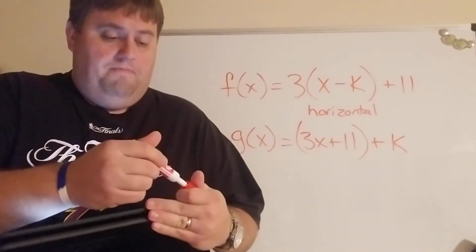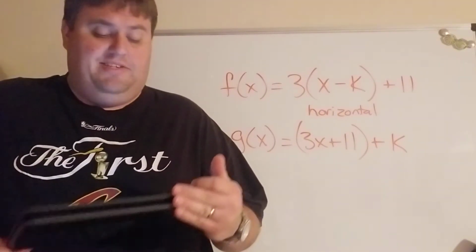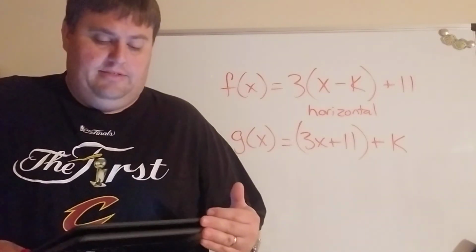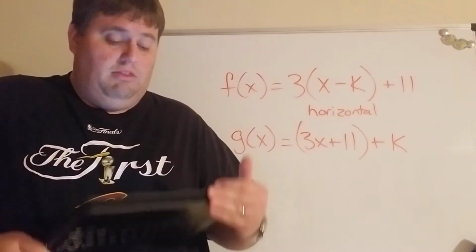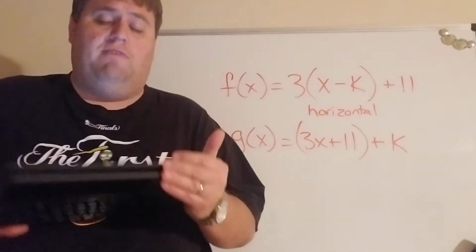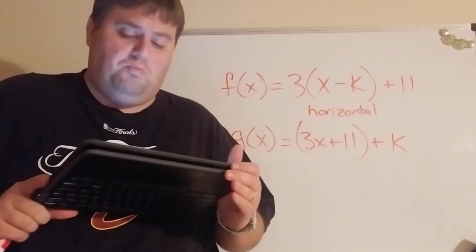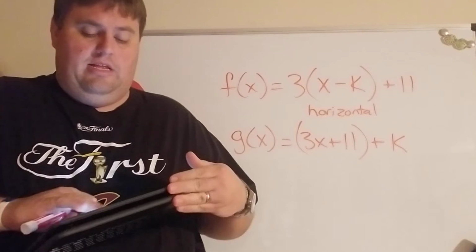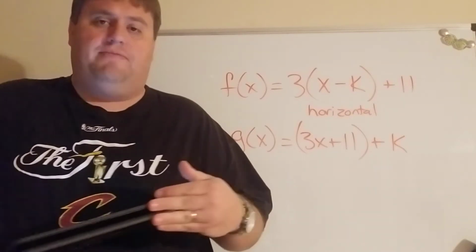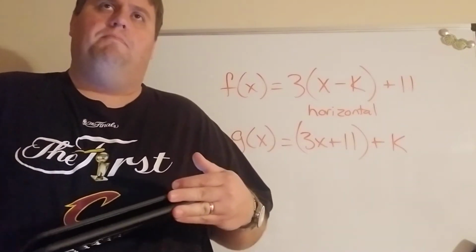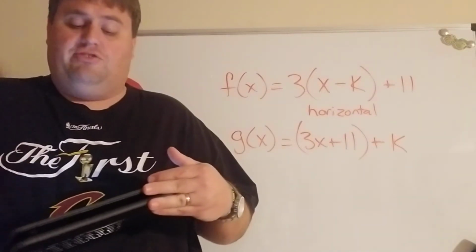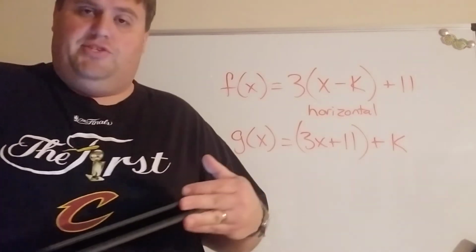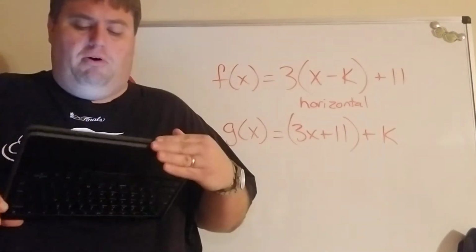So on number 11 here, it's going to be a shift to the right 6. 12 is going to be a shift down 12. 13 is a shift up 6. And 14 is a shift left 2. All right, and on your test, they might ask you to describe the shift. They might ask you to write the equation if it shifts so far this direction. So you should be able to go both ways there.